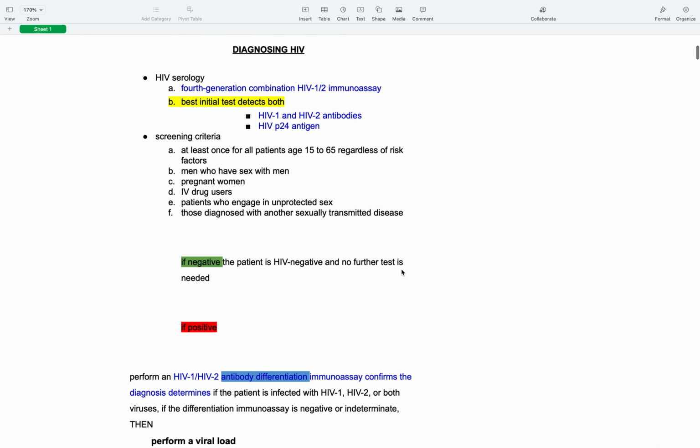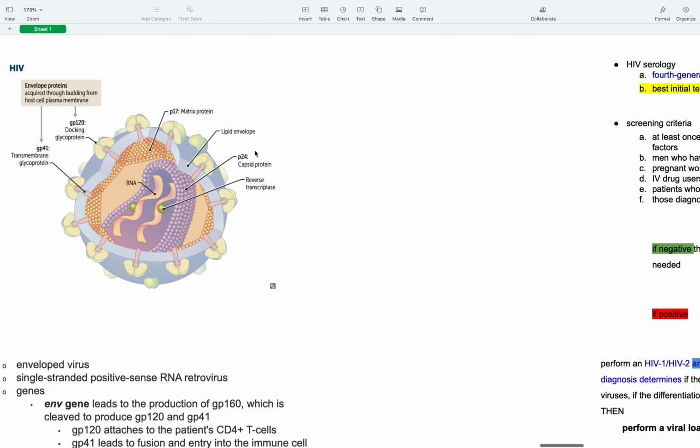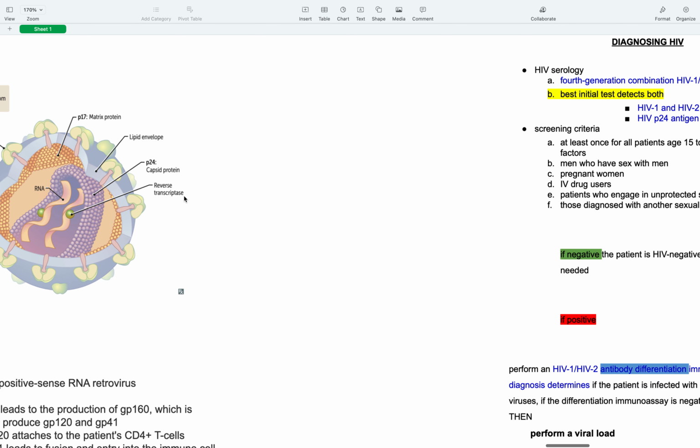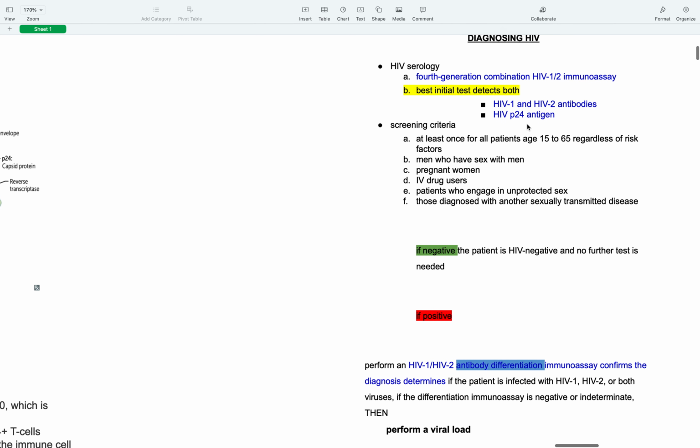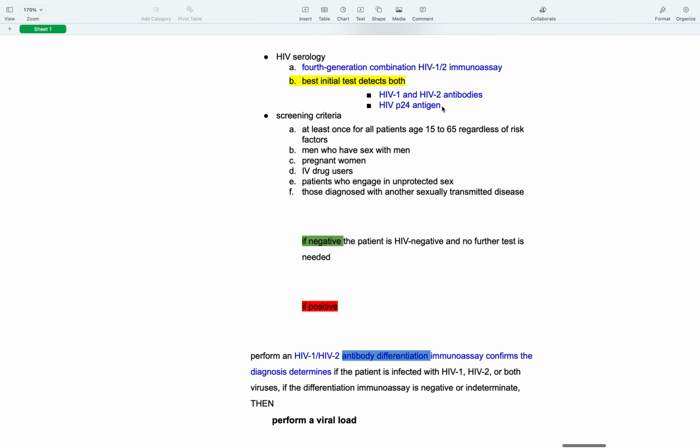For diagnosis of HIV, you always begin with HIV serology, which is the best initial test, which detects both HIV-1 and HIV-2 antibodies and HIV P24 antigen. Let's go back. This is the HIV P24, which codes for the capsid protein. So this is the very specific identity of the HIV virus. So you want to do the HIV P24 antigen and HIV-1 and 2 antibodies. That's called a combination HIV-1 and 2 immunoassay. It's the best initial test because it's both specific and sensitive.